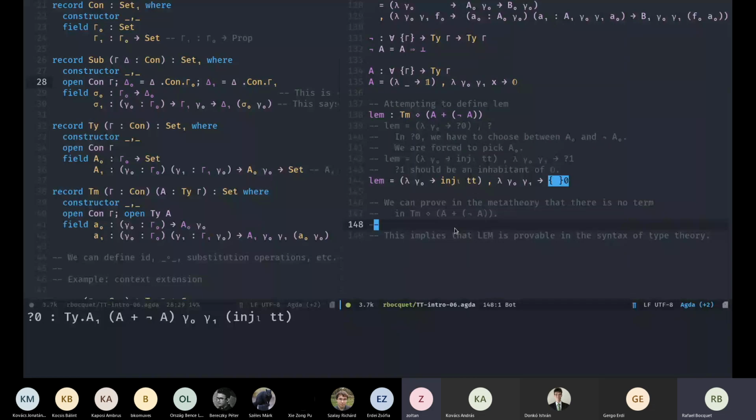You're missing a negation. An important one. Where? In the last line. This implies that LEM is not provable. Yeah, thanks.